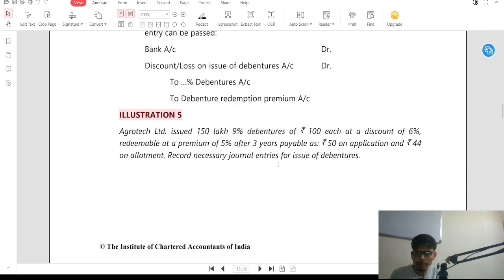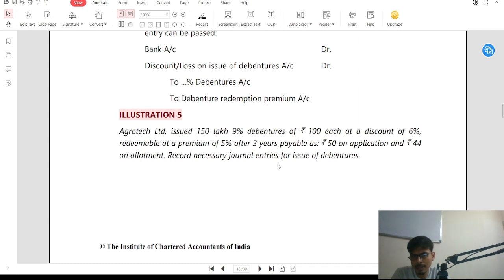Agrotech Limited issued 150 lakh 9% debentures of rupees 100 each at a discount of 6%, redeemable at a premium of 5% after 3 years, payable as rupees 50 on application and 44 on allotment. Record necessary journal entries for issue of debenture. So what is written here clearly? Number 1 is that, देखिए यहाँ पे, 150 lakh 9% debentures issued of 100 each at a discount of 6%. So redeemable at a premium of 5% after 3 years, payable as rupees 50 on application, 44 on allotment. Okay, record the necessary journal entry.